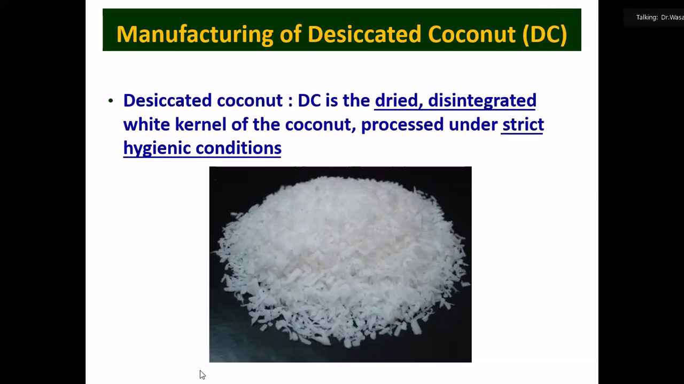First of all, you should know this is desiccated coconut. So what is that? The definition of desiccated coconut is this. The DC is dried; dried means removal of moisture. Disintegrated.